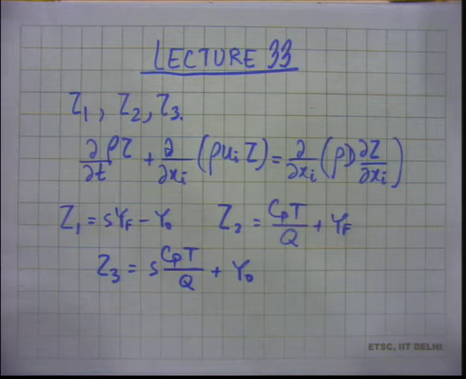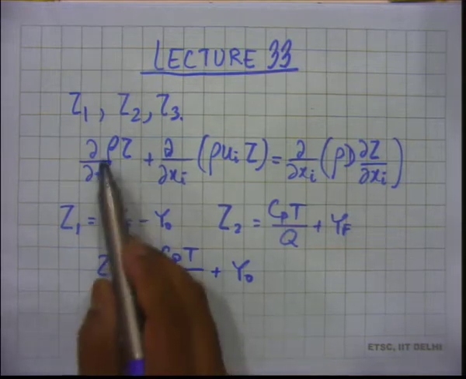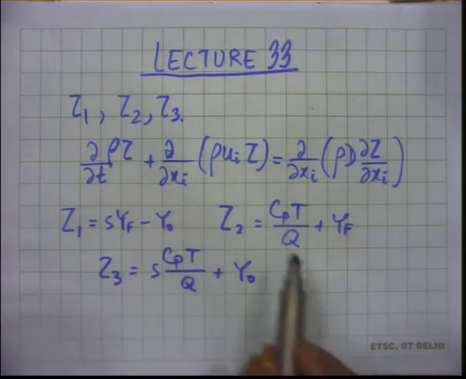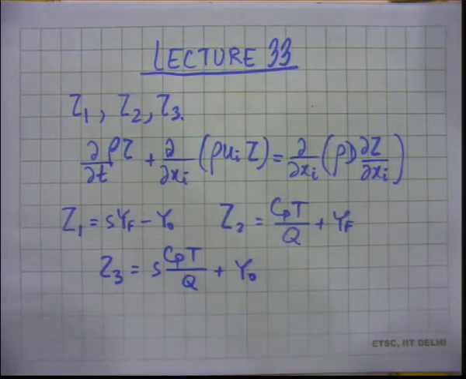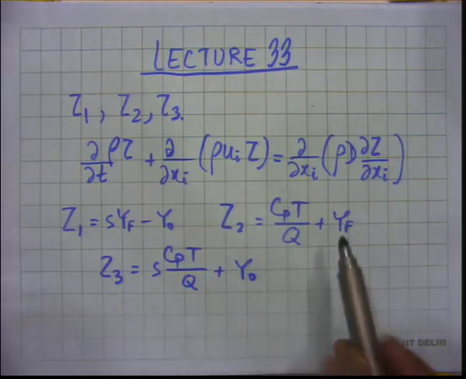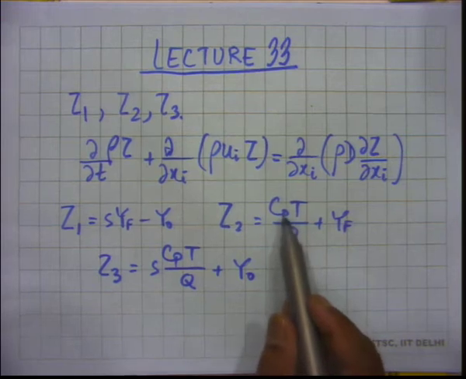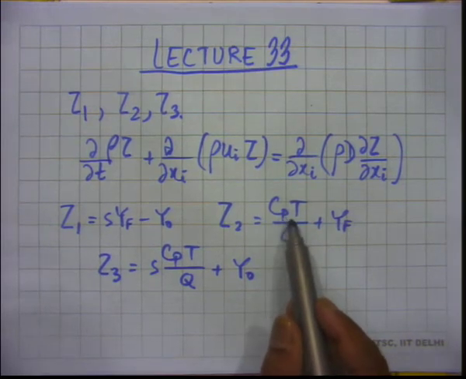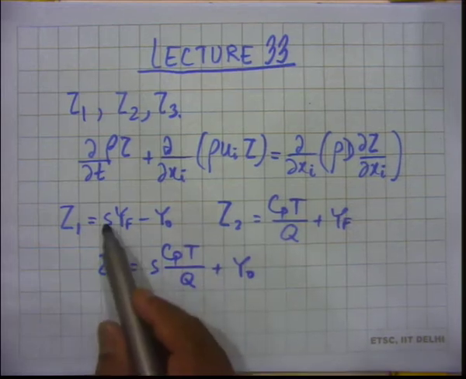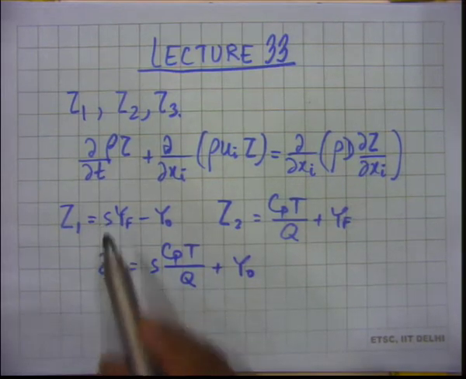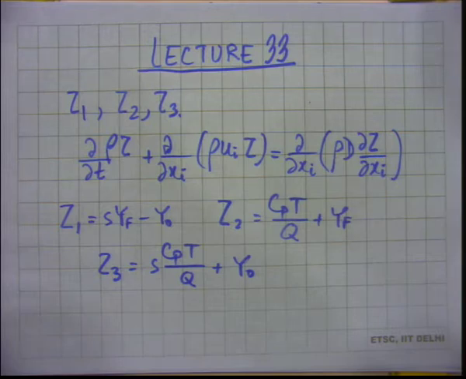I hope you by now are familiar with the notations. Rho is of course a density, and this Z can be Z1, Z2, Z3. And other than that, we have Cp considered to be equal for all species and also constant. And then S is what? What was S? Consumption rate of oxidation and flow.